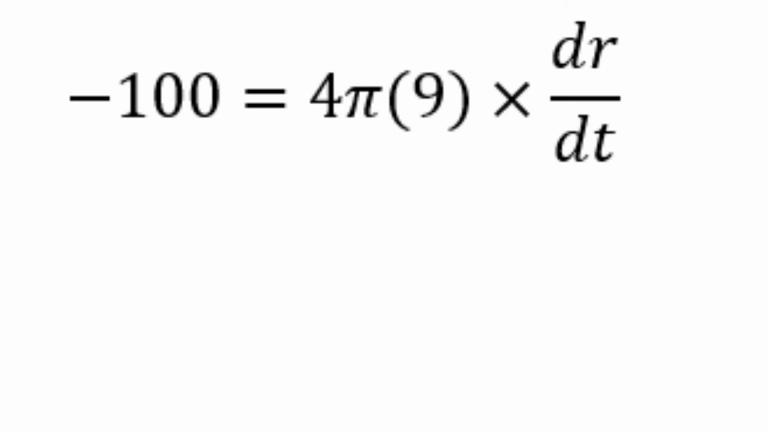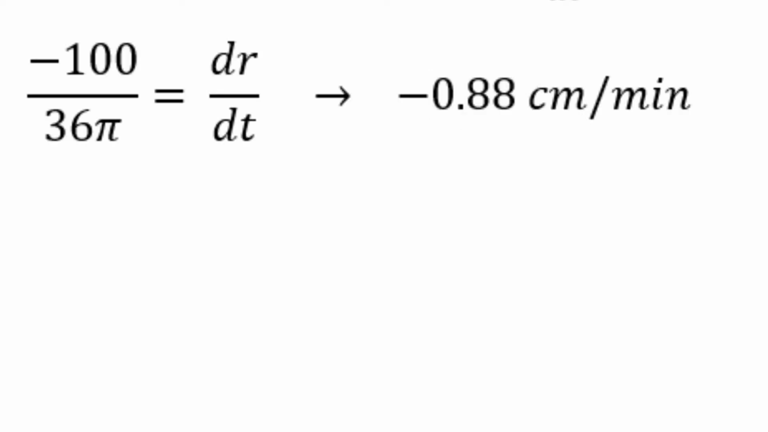So now we can isolate dr/dt because that is what we are trying to find. When we do this, we end up with negative 100 divided by 36 pi equals dr/dt, which turns out to be negative 0.88 centimeters per minute.